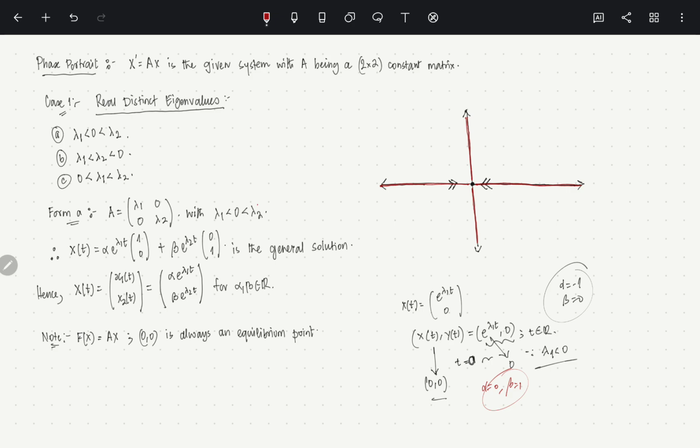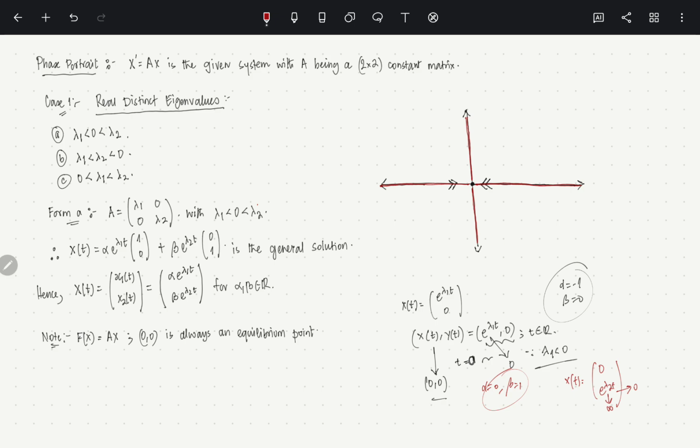So you see, in this case, x of t is alpha. First I'm taking alpha to be 0, right? So basically this is 0 and this one is e power lambda 2 t. Lambda 2 is positive, so as t tends to infinity, this actually blows up, right? And as t tends to minus infinity, this goes to 0.